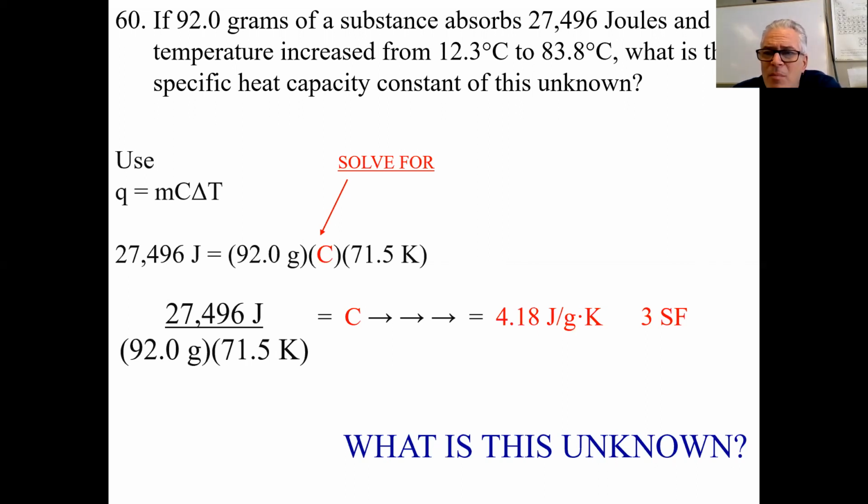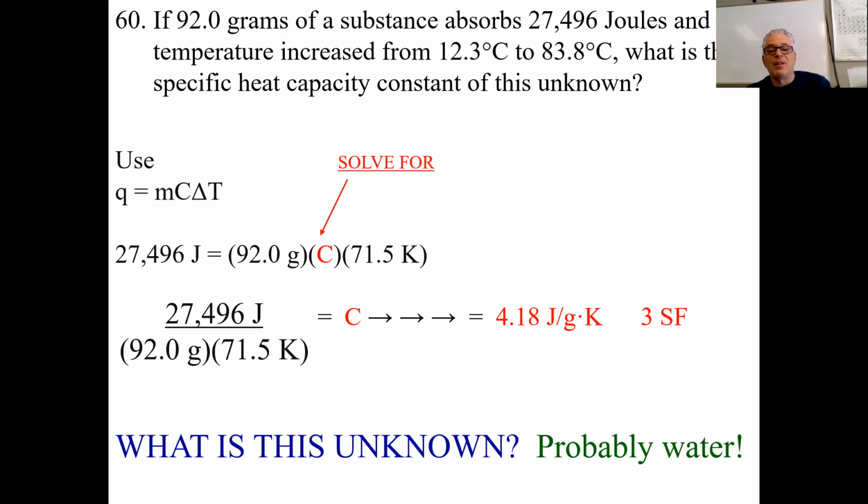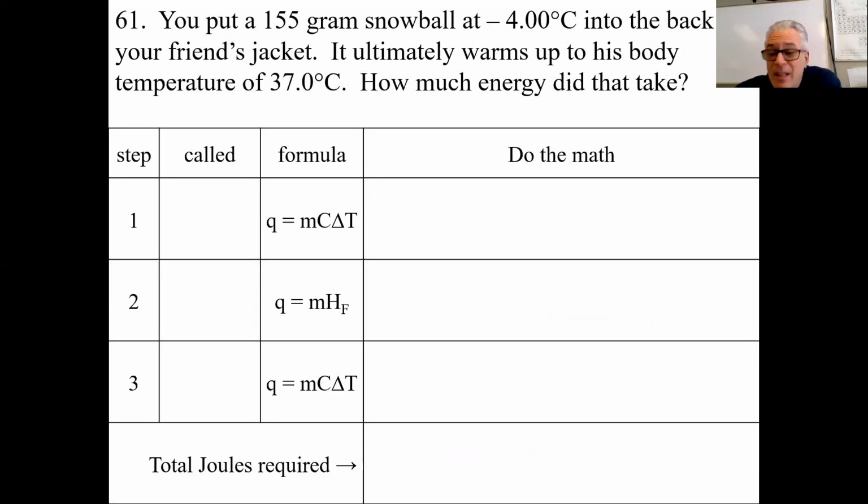Where have we seen that number before? Who remembers? Here's that number, 4.18. That is the specific heat capacity constant for liquid water. It's probably water, H2O. Maybe it's water if you're from Vestal, but I think it's water, probably. All right, we're nearly done, right?